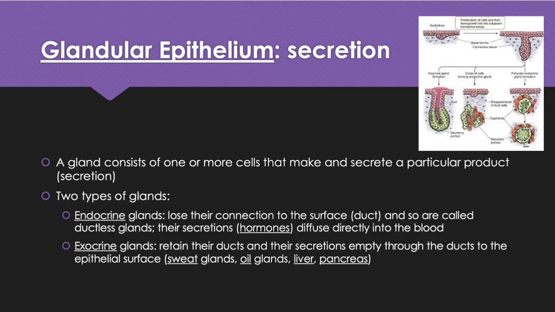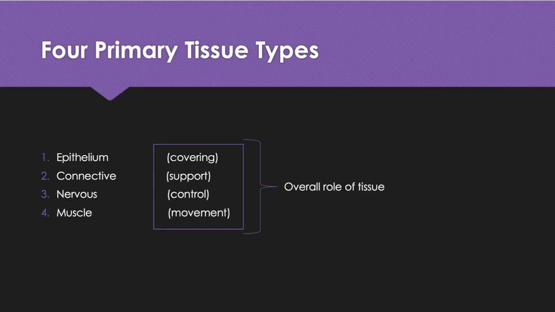So again, there are 4 types. If we just do a quick review from the beginning, there are 4 types of tissues in our body. Today we've talked about epithelial tissue, and we'll go over the other 3 types in our future lessons.